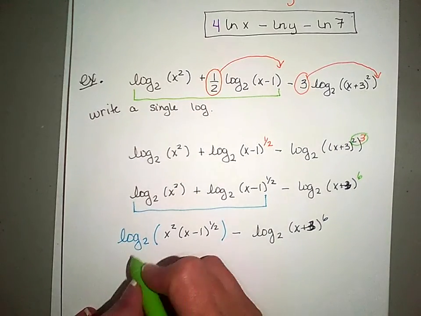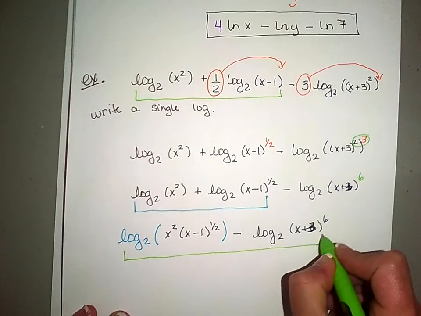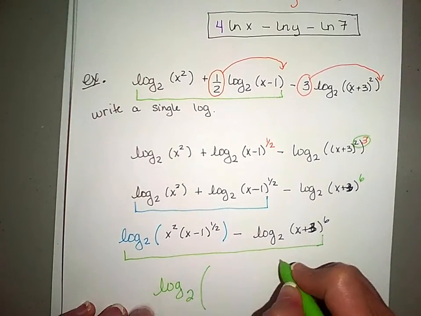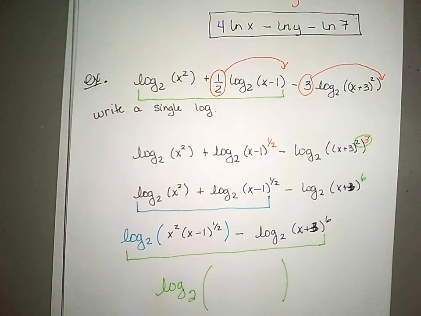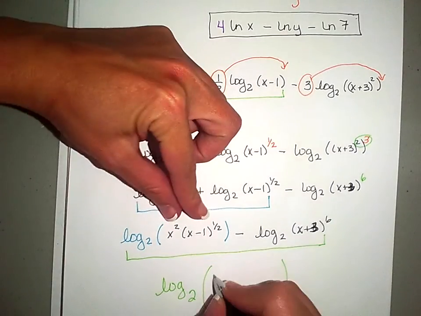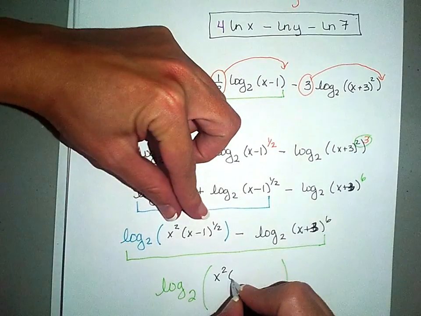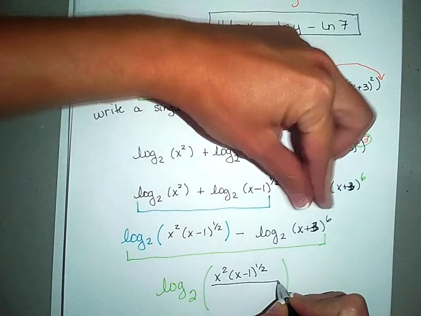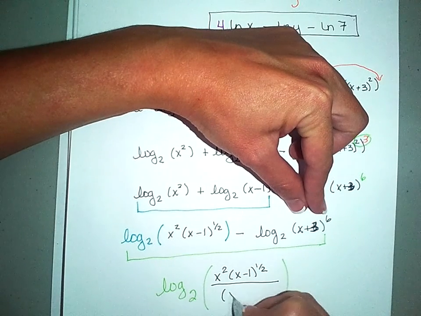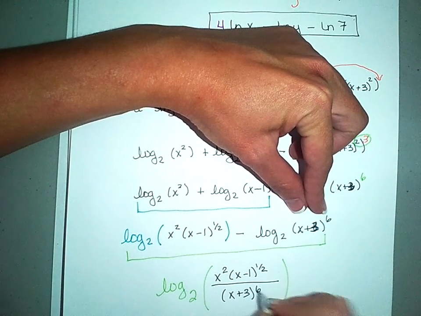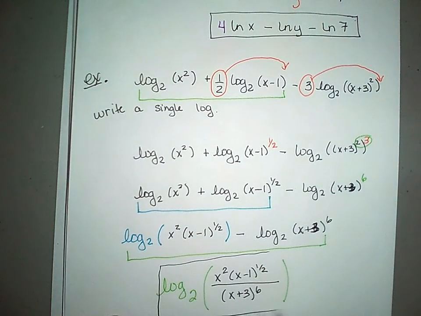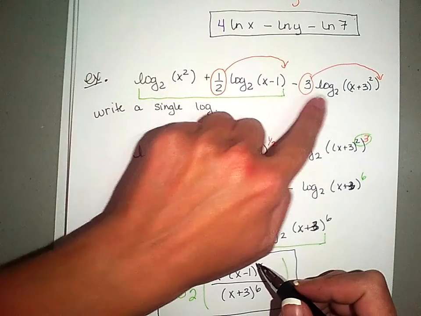Now, what I have is a subtraction of 2 logs in the same base, so I can write this as one great big log, the log base 2 of the first becomes the entire numerator, x squared times x minus 1 to the 1/2, divided by, and this will become our denominator, x plus 3 to the 6th. And so in this way, we have written all of this as a single logarithm.